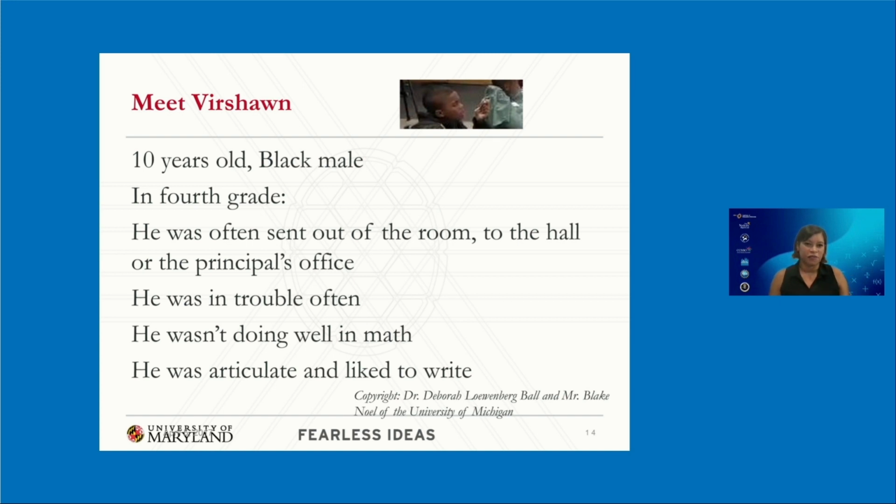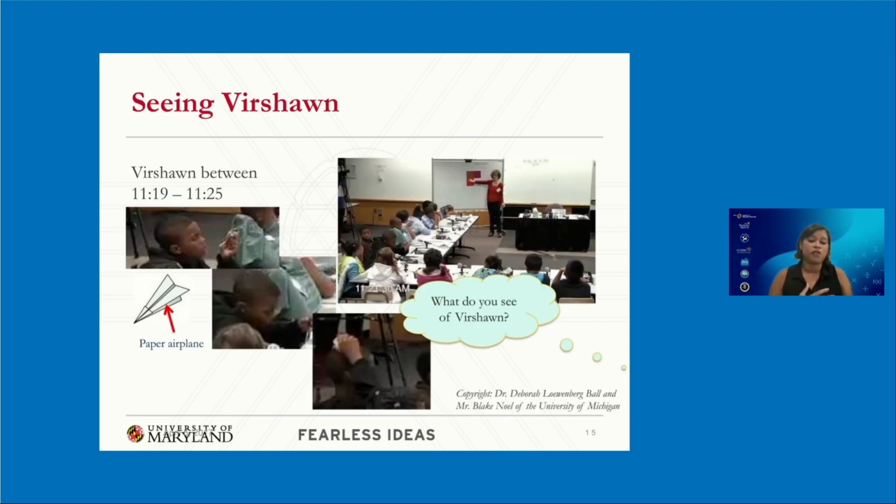So we're going to get to see Vershawn. Vershawn is a 10-year-old boy. He's Black and he's male. We are seeing him after he's done with 4th grade and he's moving into 5th grade. He was often sent out of the room to the hall of the principal's office. He got in trouble a lot, wasn't necessarily doing well in math, but he was articulate and he said he liked to write, right?